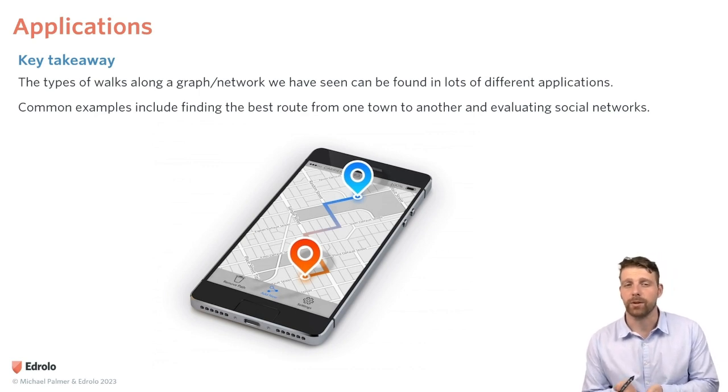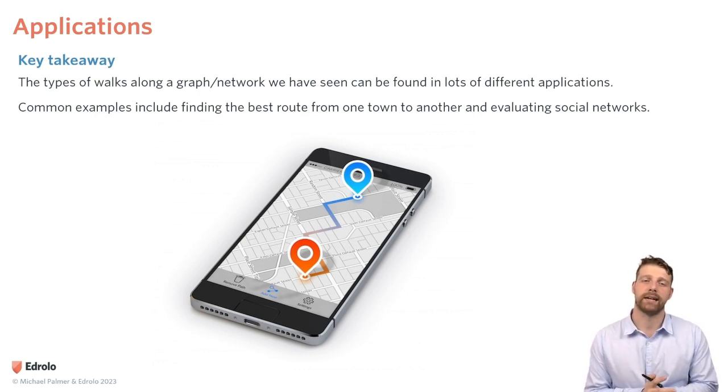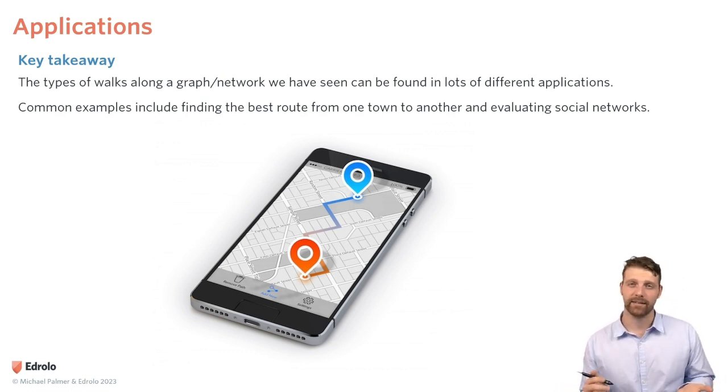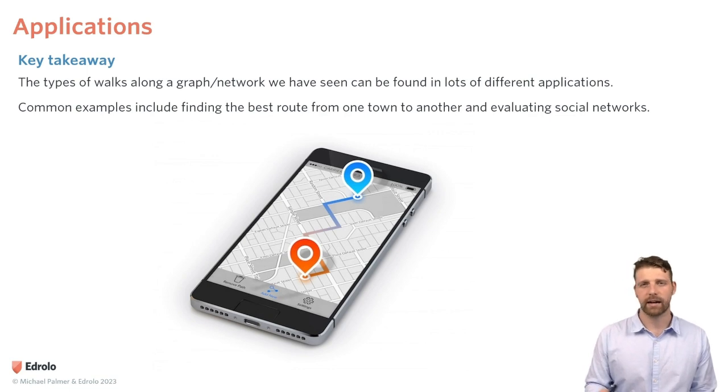Common examples include finding the best route from one town to another and evaluating social networks. At your age, you're probably driving a car, and when you get in and think about where you're going, you usually try and think about what's the best way to get there. So that can sort of be modeled in this stuff that we're doing here.